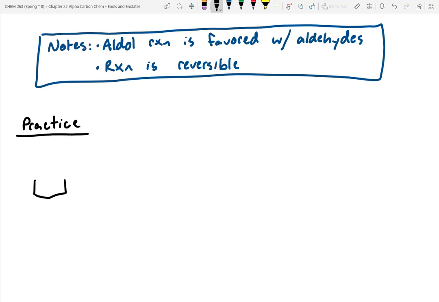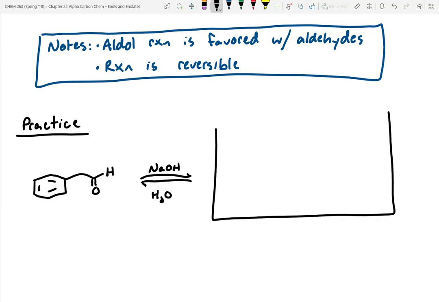Let's do a practice one, and I'll show you some simple tricks for predicting products quickly. So let's say you're starting with this aldehyde. And you've got sodium hydroxide as your base, you've got water as your solvent, you've got equilibrium conditions occurring. What will your product be? 4 points.